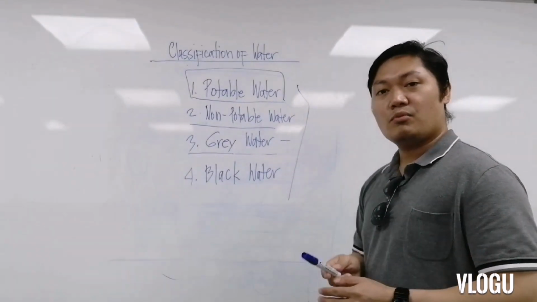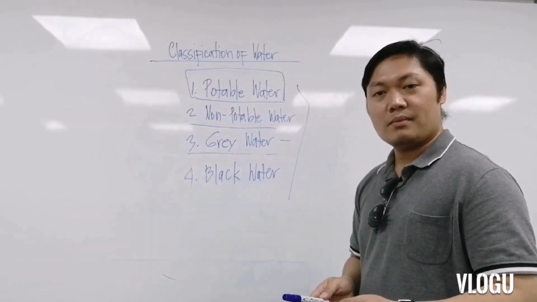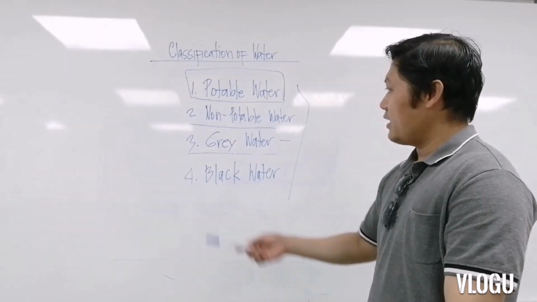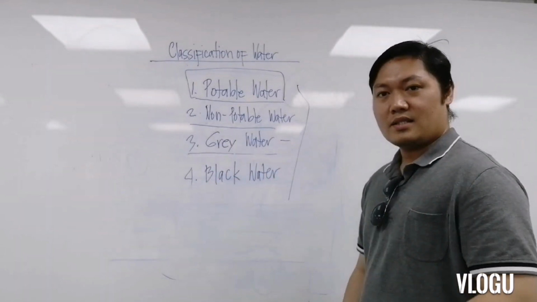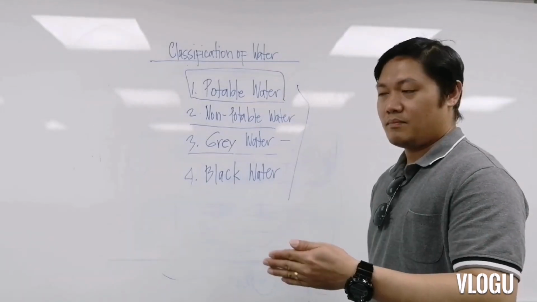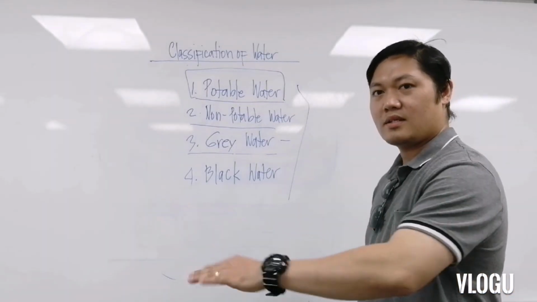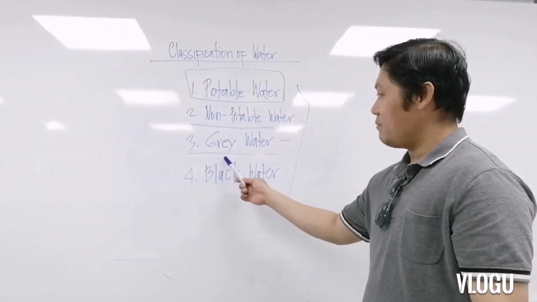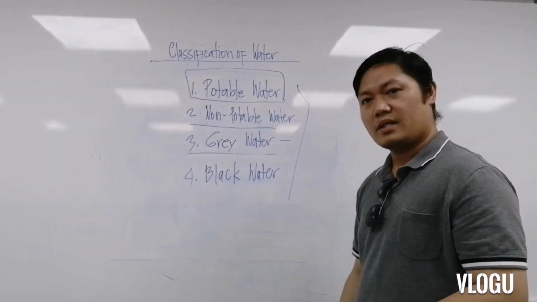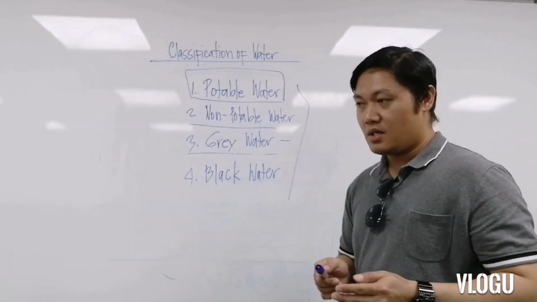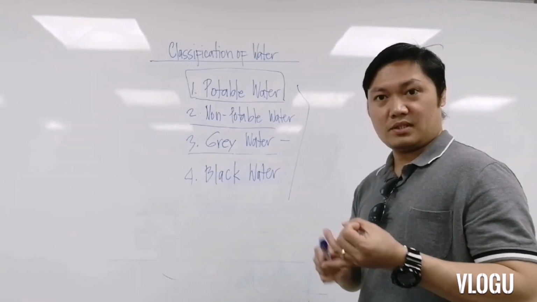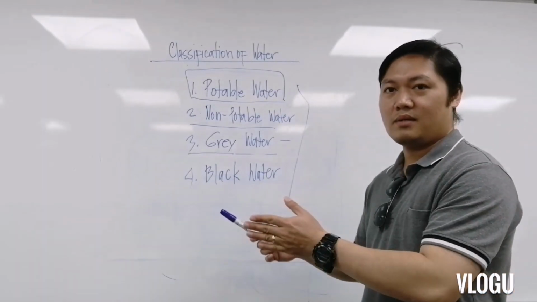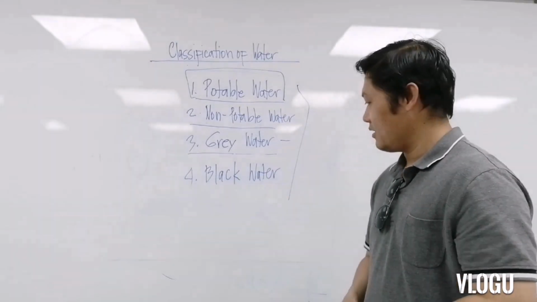Potable water is the type of water which is suitable for human consumption. You can drink it, you can use it for cooking, etc. And the non-potable water is the type of water which you can see in rivers, lakes, wells, and so on and so forth. And then we have the gray water, the type of water which you use in bathrooms, washing machines, and also when you wash your dishes on a daily basis.